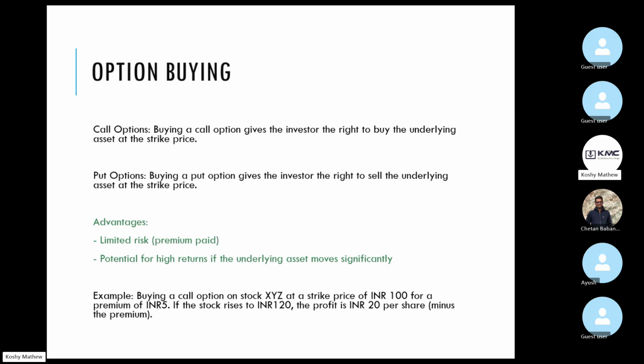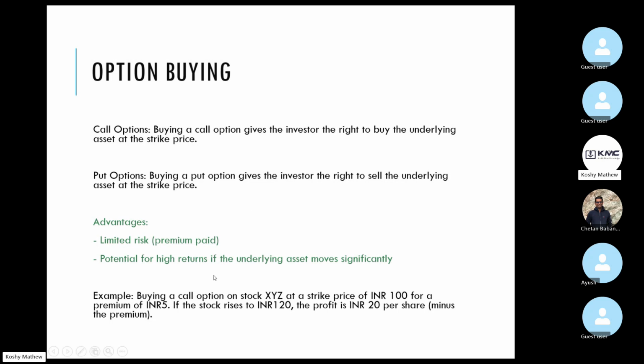Potential for high returns if the underlying asset moves significantly. If you bought a call option and the underlying asset went up, you'll make a profit. If you bought a put option and the underlying asset kept on falling, you make a profit. Good profit with a small capital. Remember that: risk is limited and the gain is unlimited. Profit is unlimited in options.